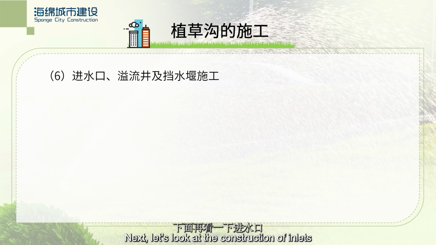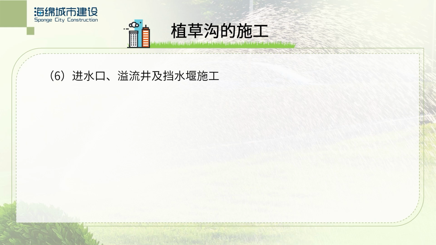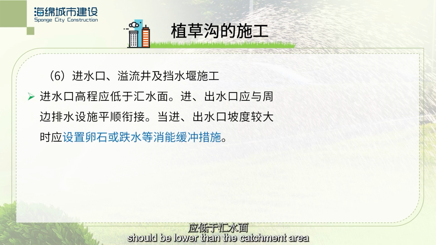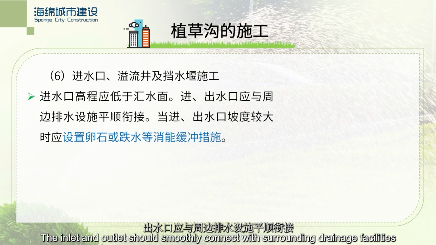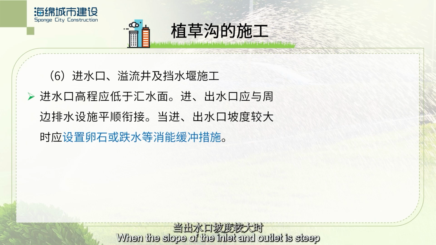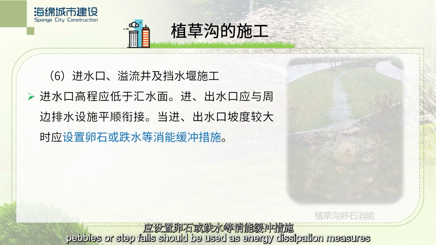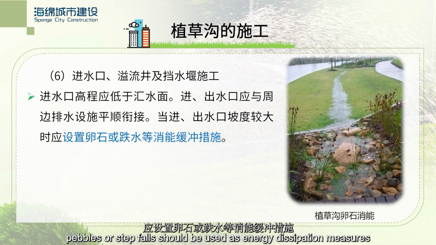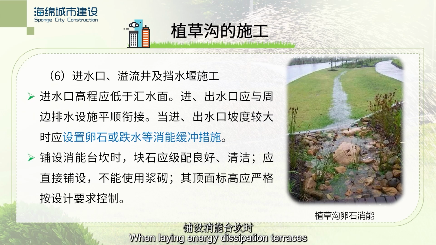Next, let's look at the construction of inlets. They should be lower than the catchment area to prevent water obstruction. The inlet and outlet should smoothly connect with surrounding drainage facilities. When the slope of the inlet and outlet is steep, pebbles or step faults should be used as energy dissipation measures. When laying energy dissipation terraces, the stones should be well graded and clean. They should be laid directly without mortar.